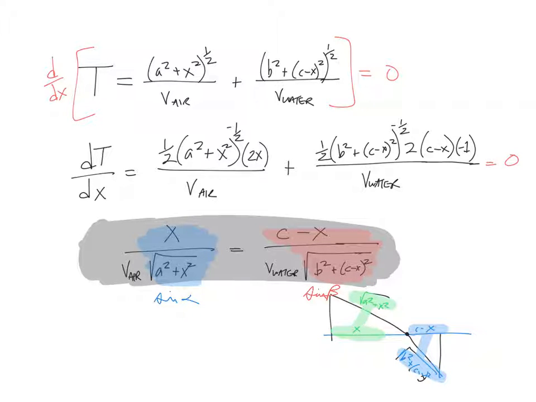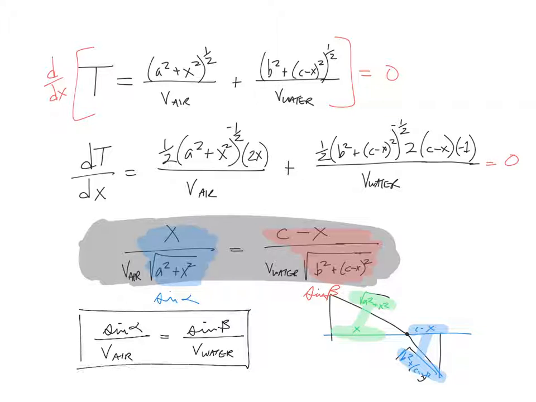So what we can write is, instead of all of that, we can say the sine of alpha over the speed of light in air will equal the sine of beta over the speed in water. So now we're not quite to Snell's law yet, but in that form, we've really simplified the geometry of this situation because measuring the sine of an angle is pretty easy.